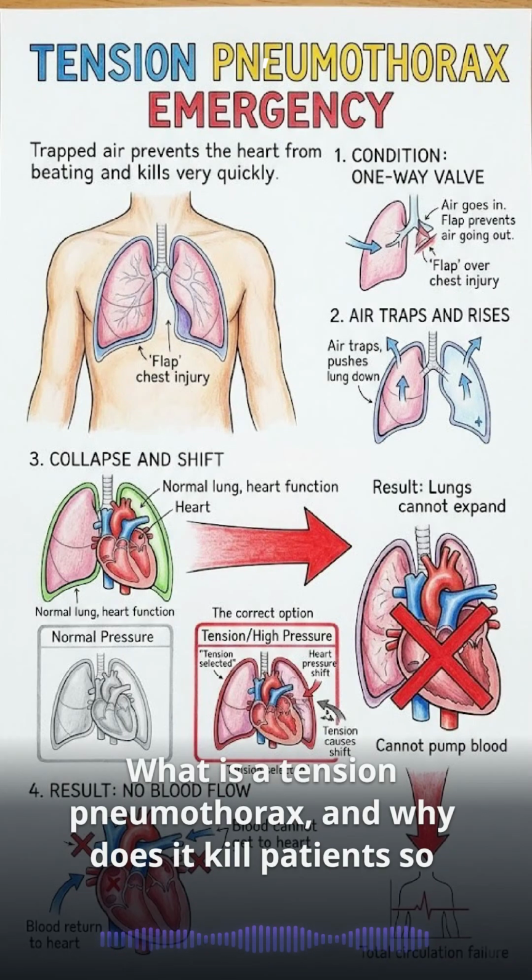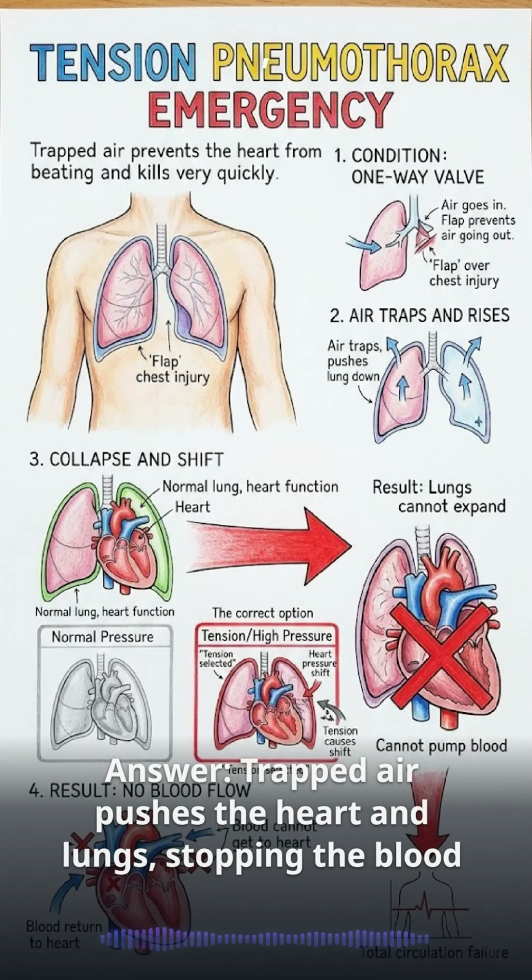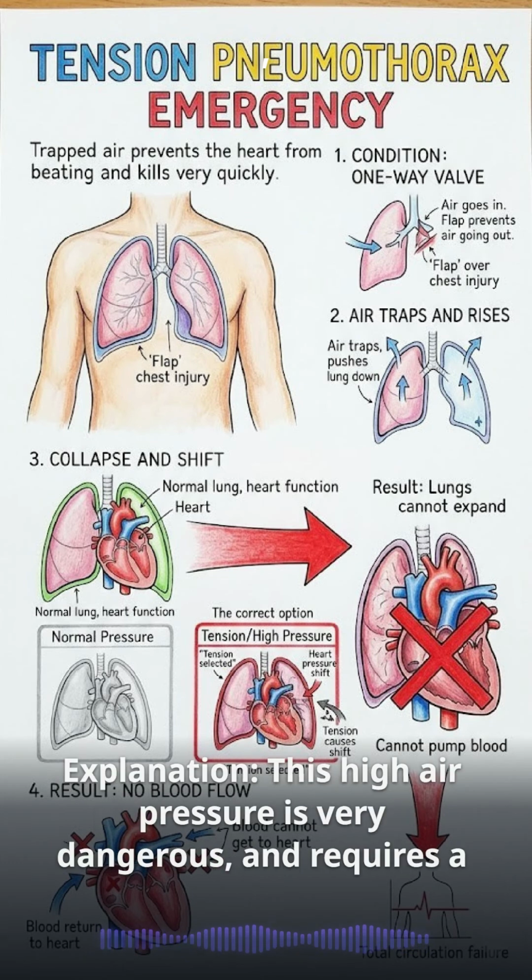70. What is a tension pneumothorax, and why does it kill patients so fast? Trapped air pushes on the heart and lungs, stopping the blood flow entirely. This high air pressure is very dangerous, and requires a needle to let the air escape the chest.